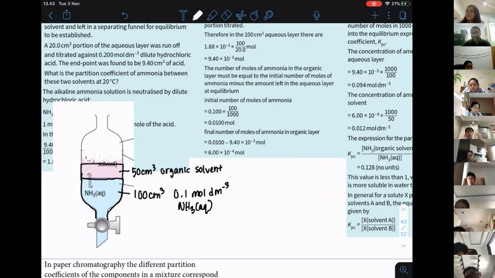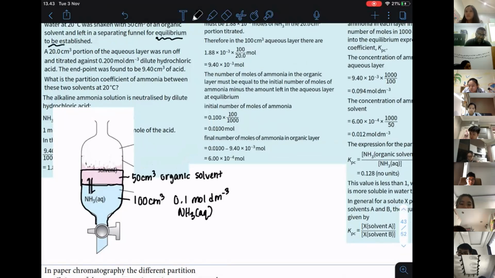So there will be some changes happening in relation to this. What is going to happen next? They say that they took a 20 cm cube portion. They are waiting for equilibrium to be established. It means now, imagine you have all this ammonia and equilibrium has been achieved. The ammonia that you have over here also went over there as well.